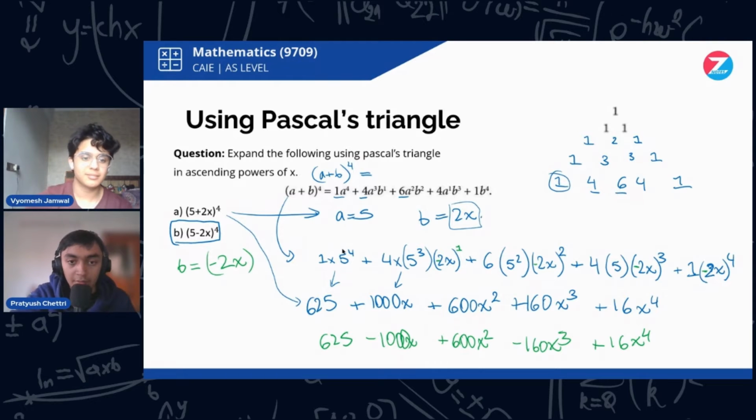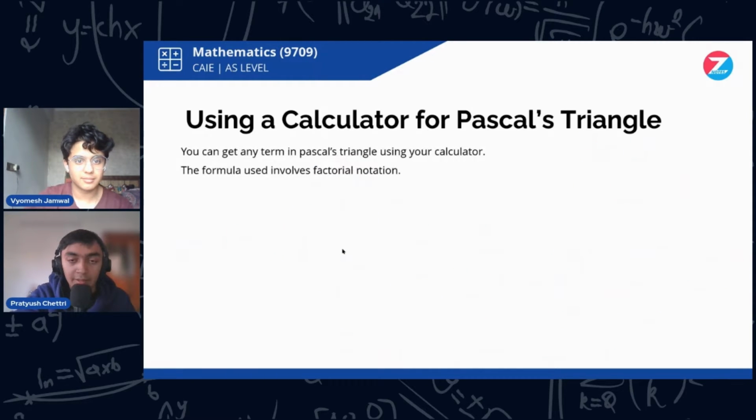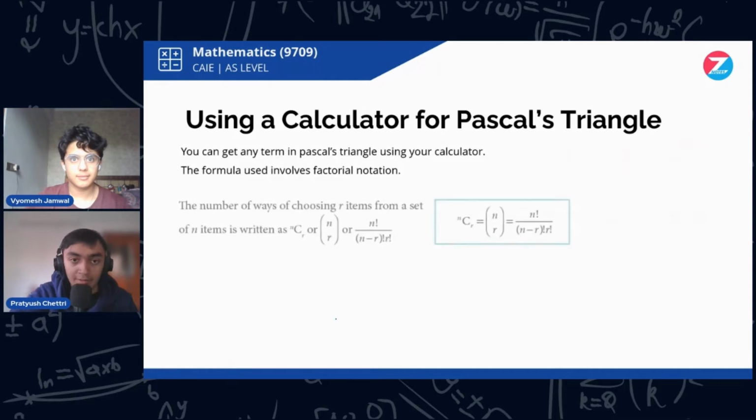Okay, so this is well and great. But what if you have some large value like (1 plus x) to the power 10, let's say? Are you going to sit there and draw Pascal's triangle for 10 rows? Well, you can do that if you want to, but for the sake of time, there is a tool that we use. I know it looks scary. It looks like a big scary formula, but what it does is it gives you the row for Pascal's triangle.